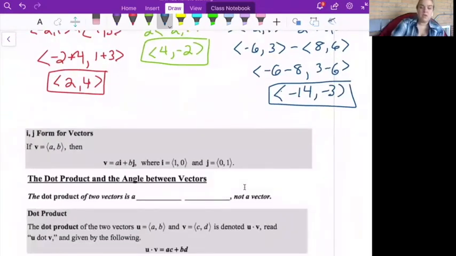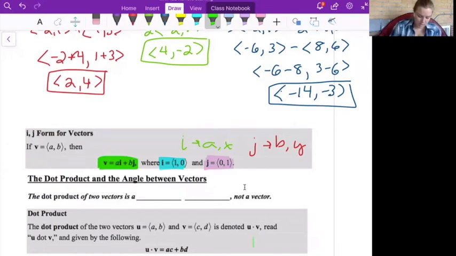Okay, and so then for the ij form of vector, basically our i's are associated with a or x, and then our j is associated with b or y. So our i is always going to be the horizontal component, and the j is always going to be the vertical component. And so we can write a vector in this way.